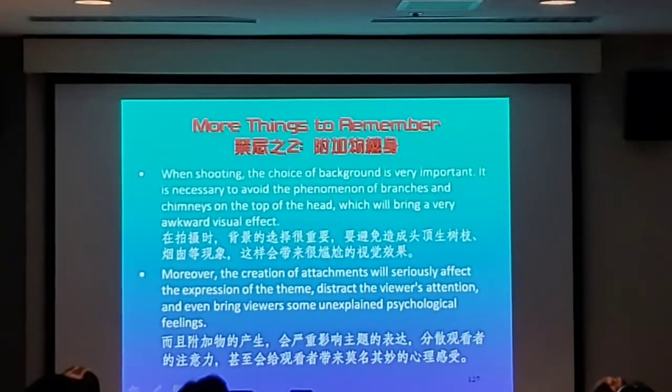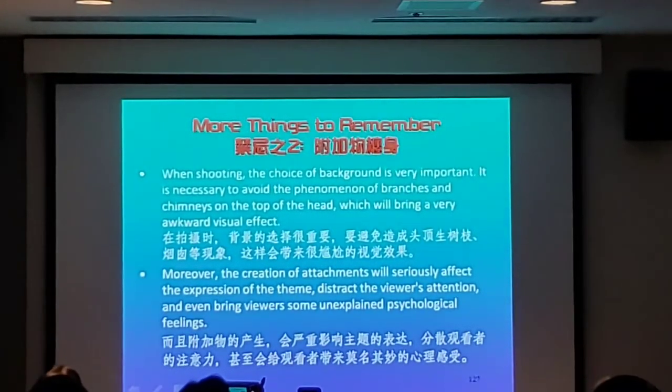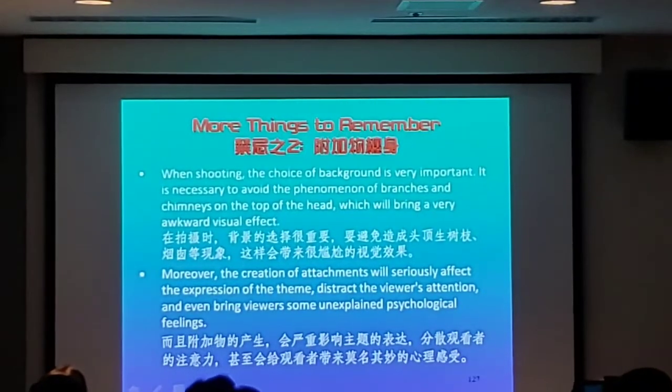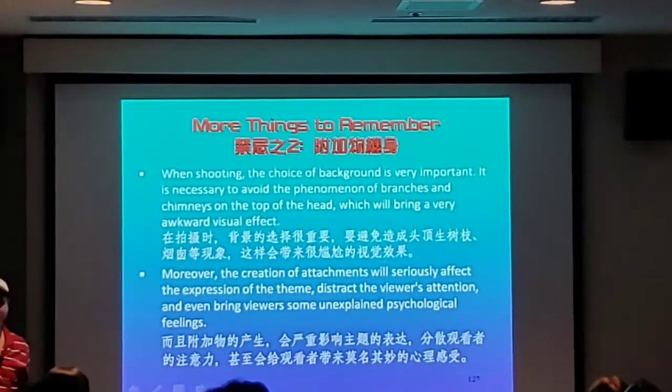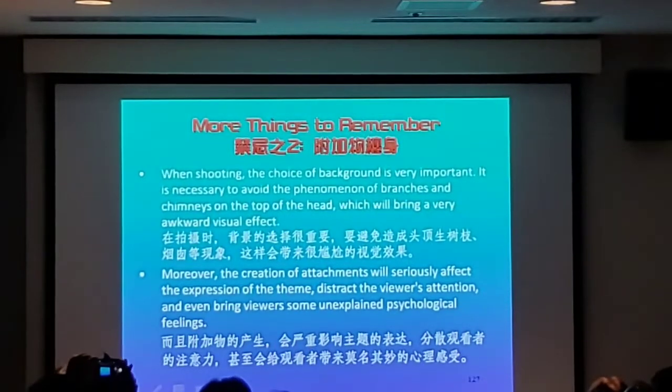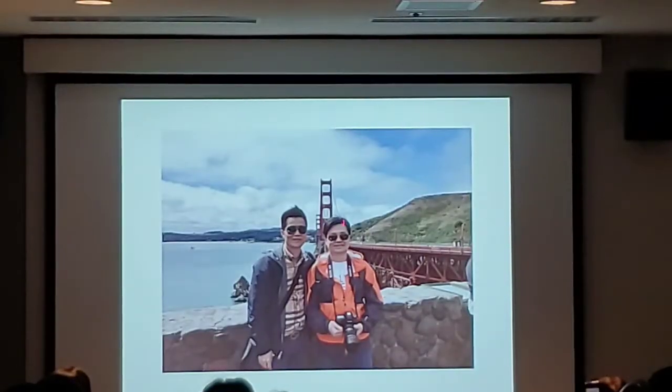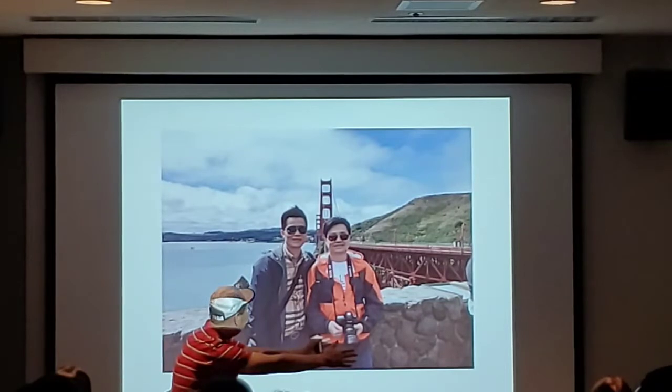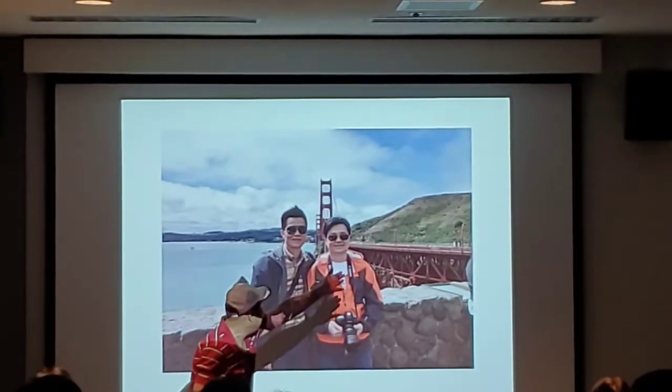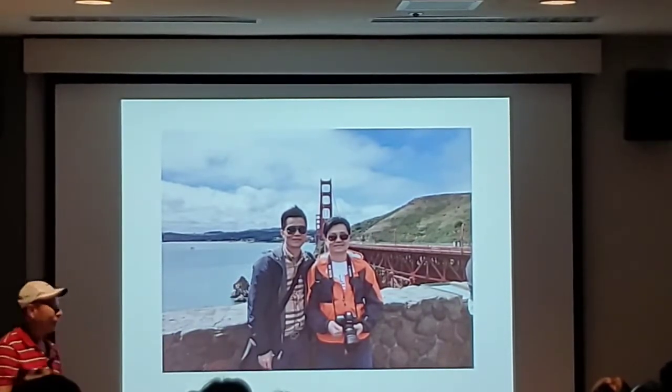Okay, these are the things you need to remember, especially for beginners. You take pictures, and you have trees on your head, and chimneys, and all kinds of objects behind you. You want to move around to avoid that. Don't take a picture with the bridge or the tower on top of your head. But that's very normal, okay? When people take pictures, they get all these little things. If you move a little bit to the right, then the bridge tower will be out of your head.